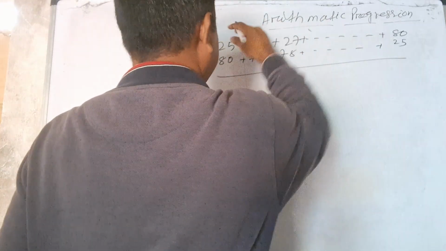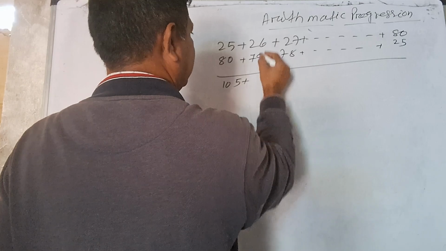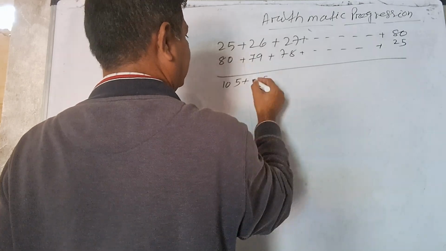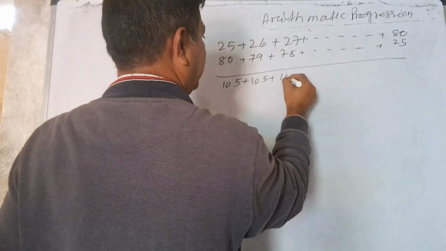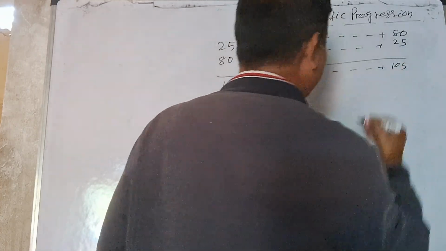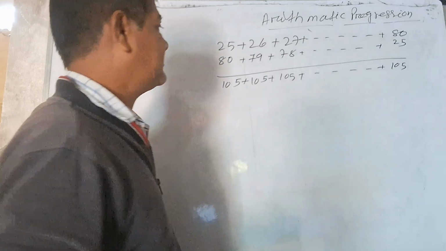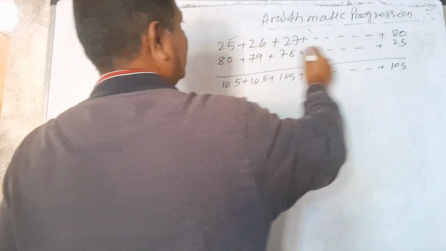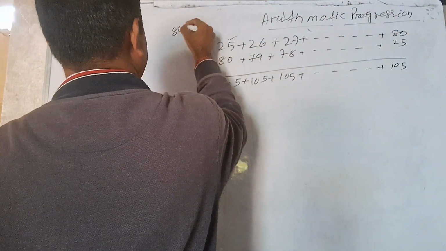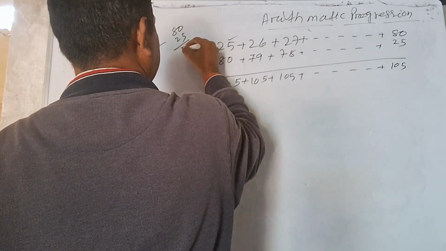Then add these numbers. 5 plus 8 is 13... 105. How many 105s are there? How many 105s, from 25 to 80? 80 minus 25 is 55. But here it is 55 plus 1.